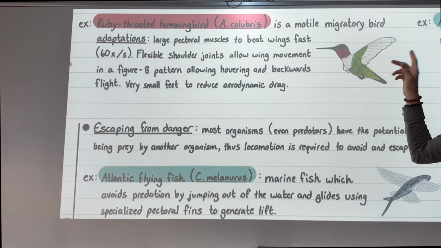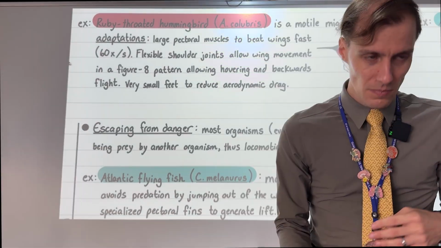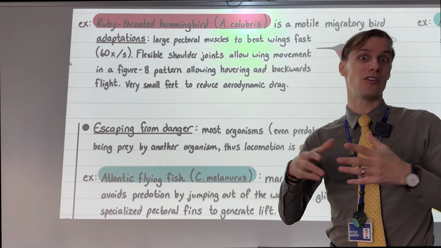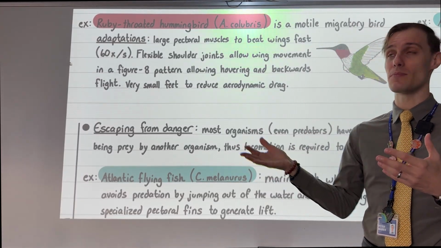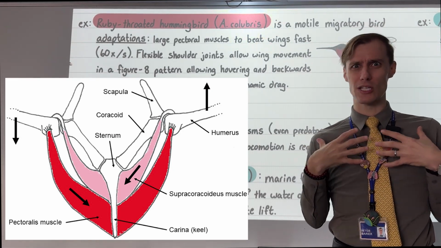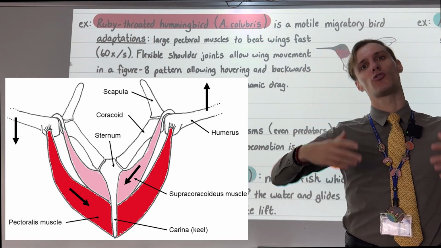For one, they're very, very lightweight. Some of them are under 3 grams, and so they have very little weight that they need in order to keep themselves up. Their pectoral muscles right here are quite strong, and they have very flexible shoulder joints.